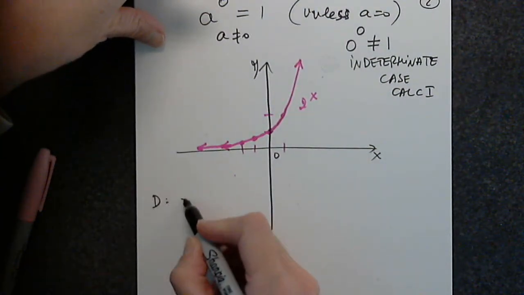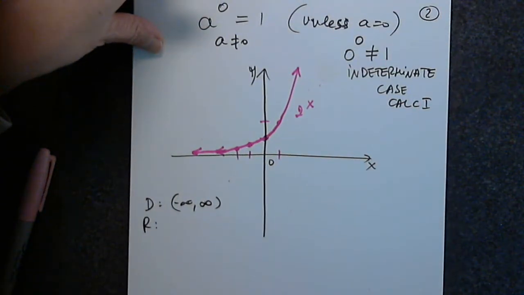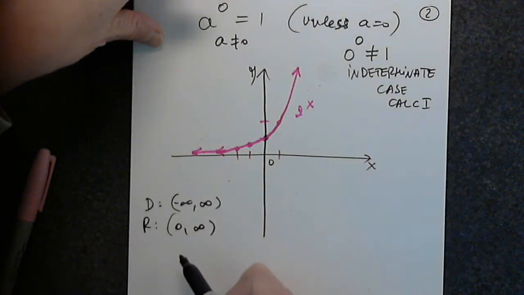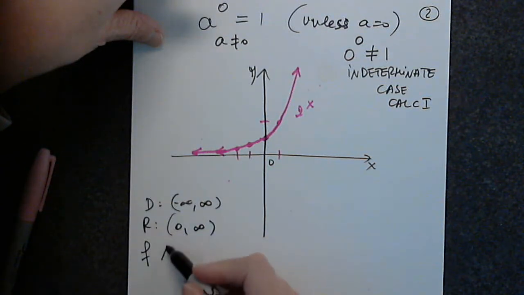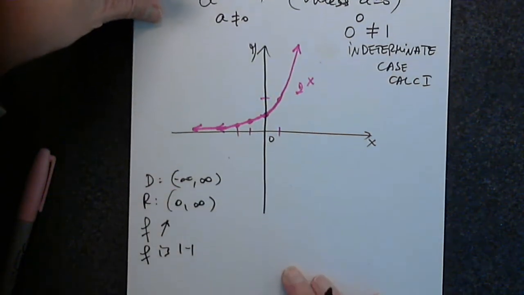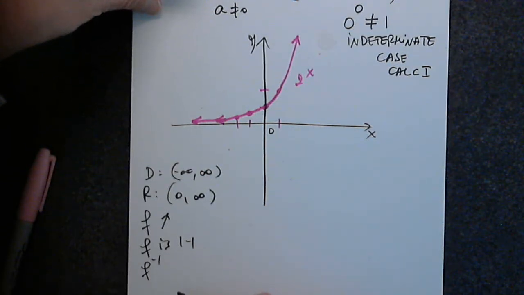Again, I can say a lot. The domain is negative infinity to infinity. What is the range? Very good. 0 to infinity. Is it increasing or decreasing on all its domain? Very good. Everywhere. Great job. Is it 1 to 1? Very good, it is 1 to 1. Does it have an inverse? If it's 1 to 1, of course, f inverse exists.